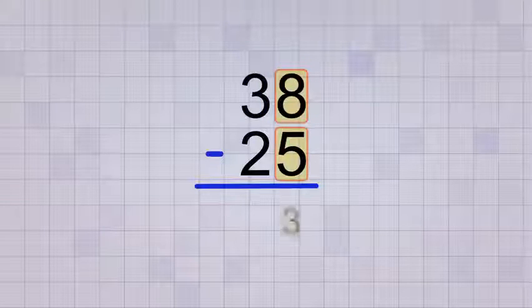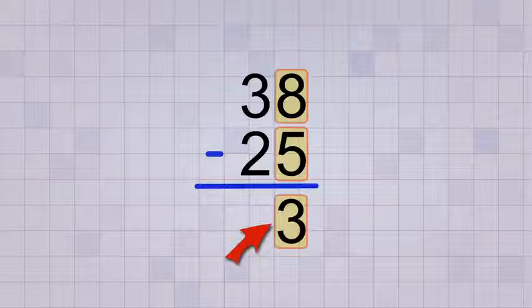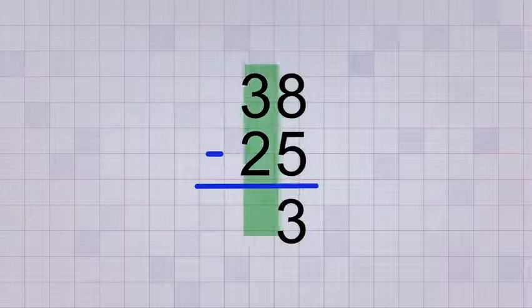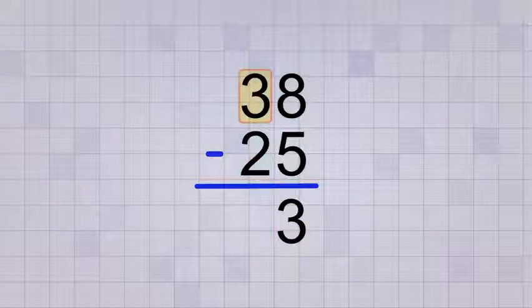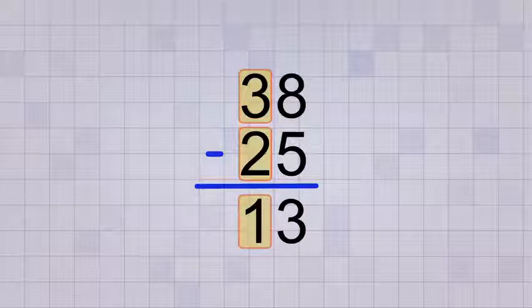8 minus 5 equals 3. So the 3 goes in the ones place of our answer. Now we move to the next place column to the left, the tens place. There we have 3 minus 2, which is 1. There, we just subtracted 25 from 38 and found out that the difference is 13. All right, let's see another example.